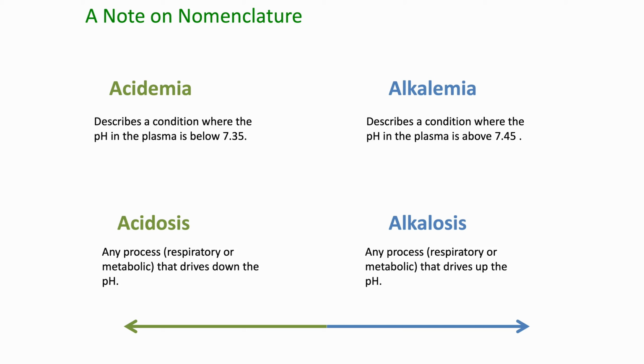You may have noticed the terms acidosis, acidemia, alkalosis, and alkalemia thrown around. Before we wrap up, let's clarify those terms. An acidemia refers to a condition where the pH is below 7.35 due to any pathologic process. An acidosis is any process, respiratory or metabolic, that decreases the pH. Similarly, an alkalemia describes the state where the plasma pH is above 7.45. An alkalosis is any process that drives up the pH, including respiratory and metabolic changes.